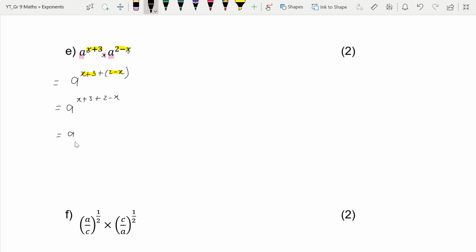Put those like terms together. The x minus x, they will cancel out, and then 3 plus 2, which is 5. And that's it.